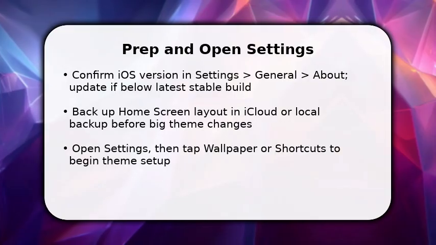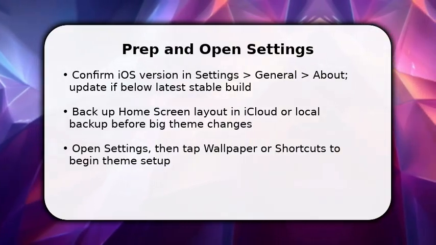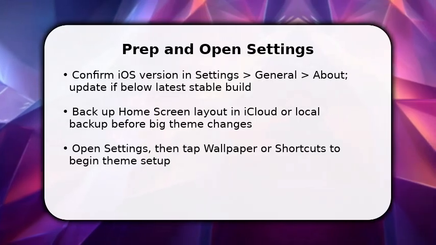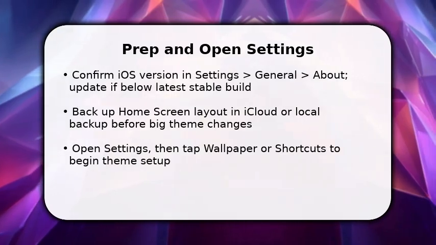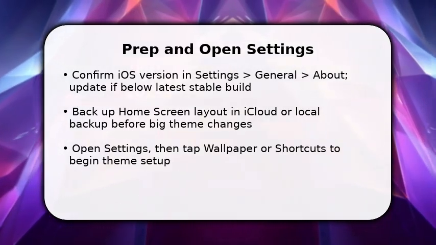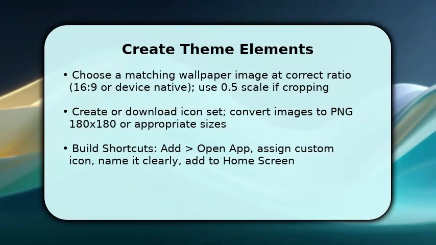You choose Wallpaper first to set the background that anchors the theme, then prepare a Shortcuts folder for custom app icons. This combination controls look and function. Make sure to allow any permission prompts for shortcuts to run. Now you build the theme elements.